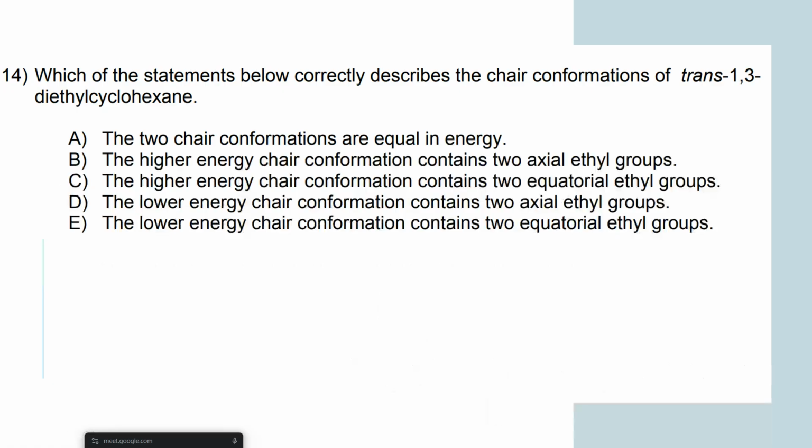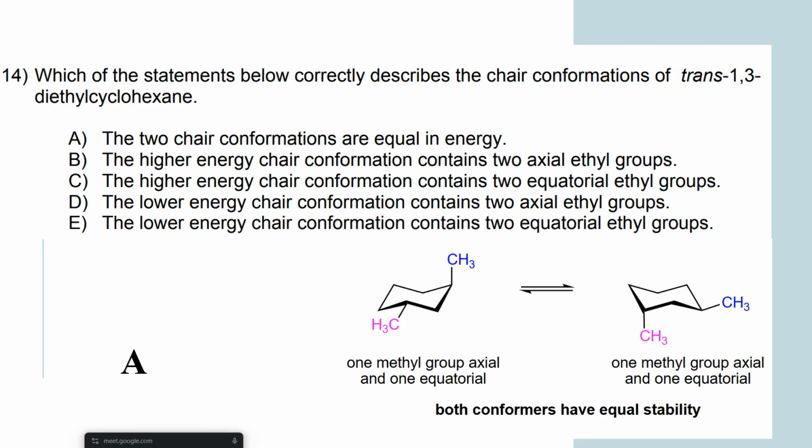So the next question is also talking about the chair conformation of another molecule. It says, which of the statements below correctly describes the chair conformations of trans 1,3-diethyl cyclohexane? The molecule in this question has 2 ethyl substituents in 1,3 position, and you have to place both in trans fashion. So let us try to draw trans 1,3-diethyl cyclohexane, which will again have 2 conformations.